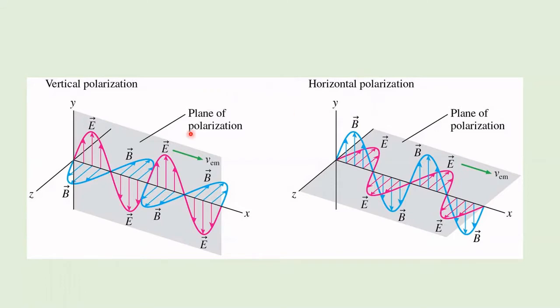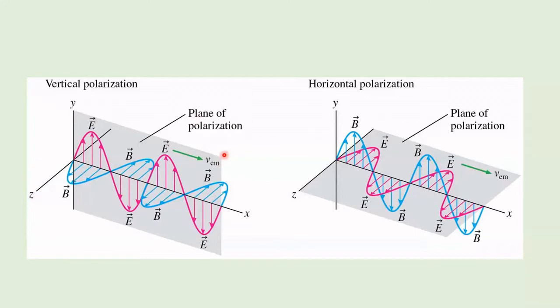But when you take the cross product of E with B, you still get that the pointing vector is in the same direction. That's the positive x-axis. VEM here, that's just their way of saying the speed of electromagnetic waves. They could have just said C.